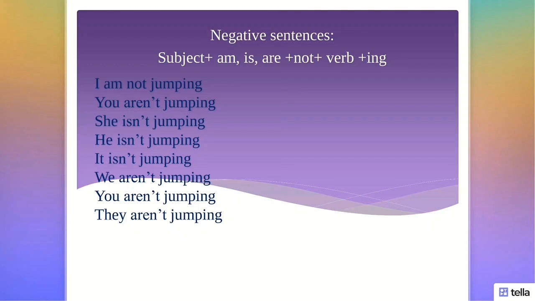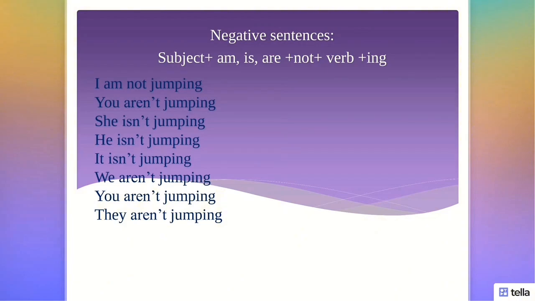Let us consider the examples. So, I am not jumping. You aren't jumping. She isn't jumping. He isn't jumping. It isn't jumping. We aren't jumping. You aren't jumping.